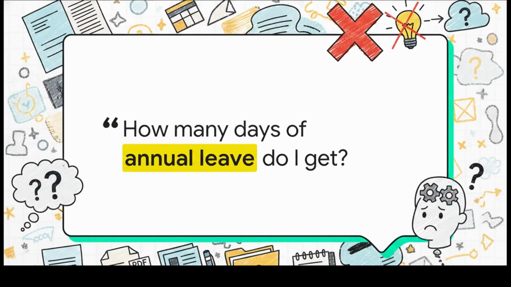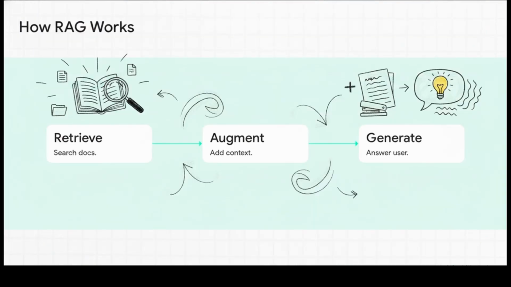In a best-case scenario, it tells you it doesn't know. In a worst-case scenario, it confidently guesses, or hallucinates, giving your employee an outdated or entirely incorrect process to follow. And let's be honest, that is a massive operational risk. RAG solves this hallucination problem by operating in three distinct steps: retrieve, augment, and generate.